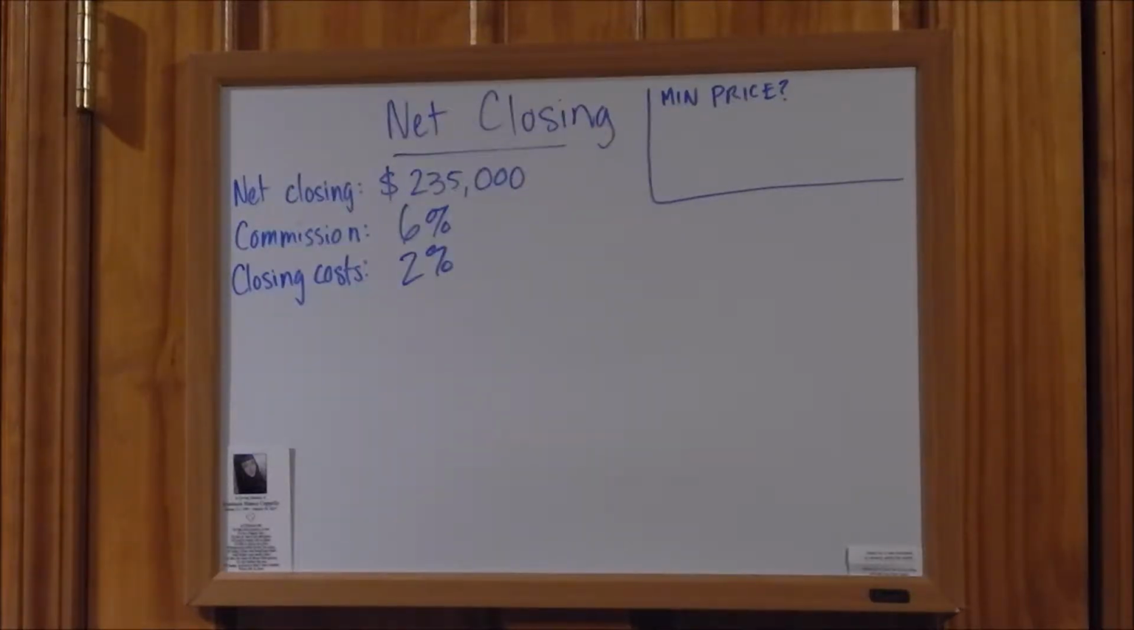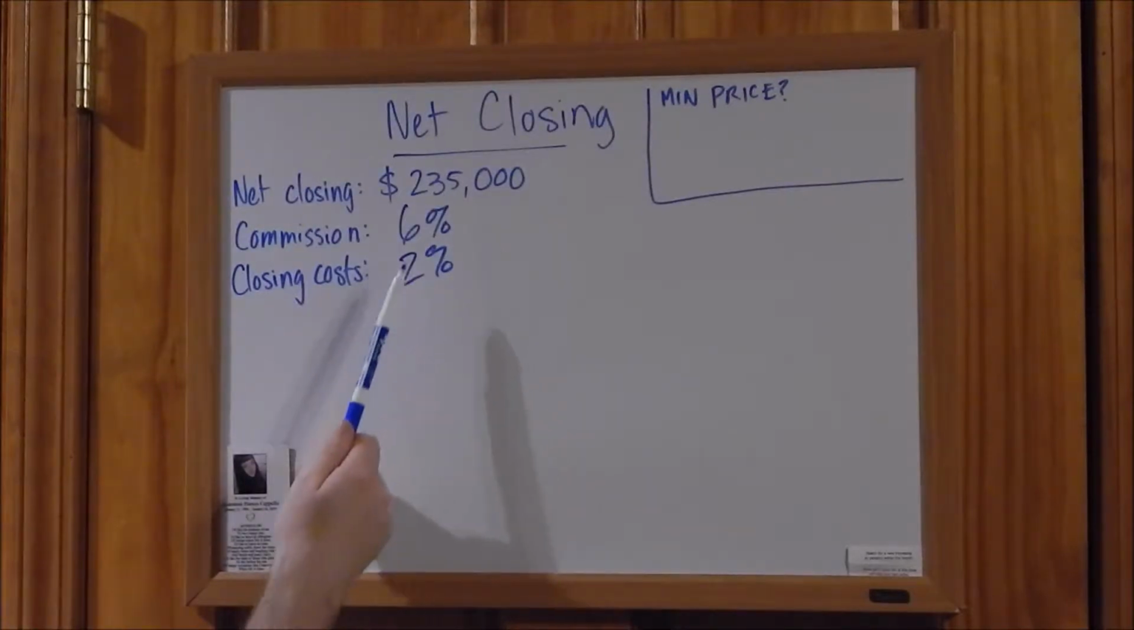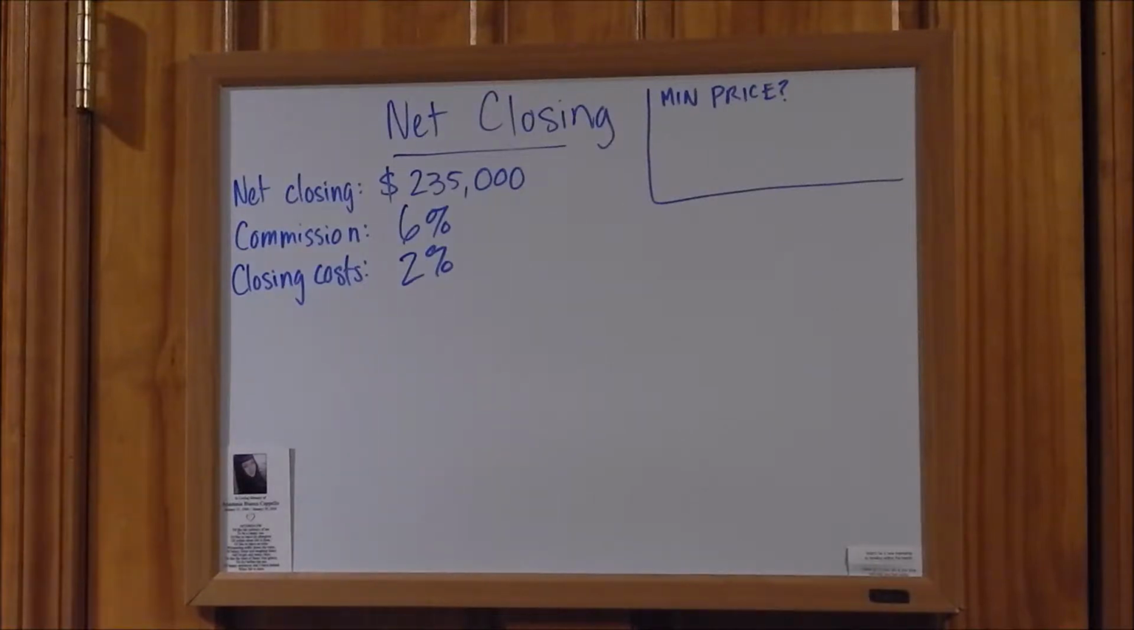So this problem is called the net closing problem. What we want to do in this problem is find out what the minimum asking price is in order to obtain the given net closing price. So if we want to get $235,000 from the sale after we incur our expenses, we need to know what the price is that we should ask for, or at least the minimum, in order to get the $235,000 that we want to get from this sale.